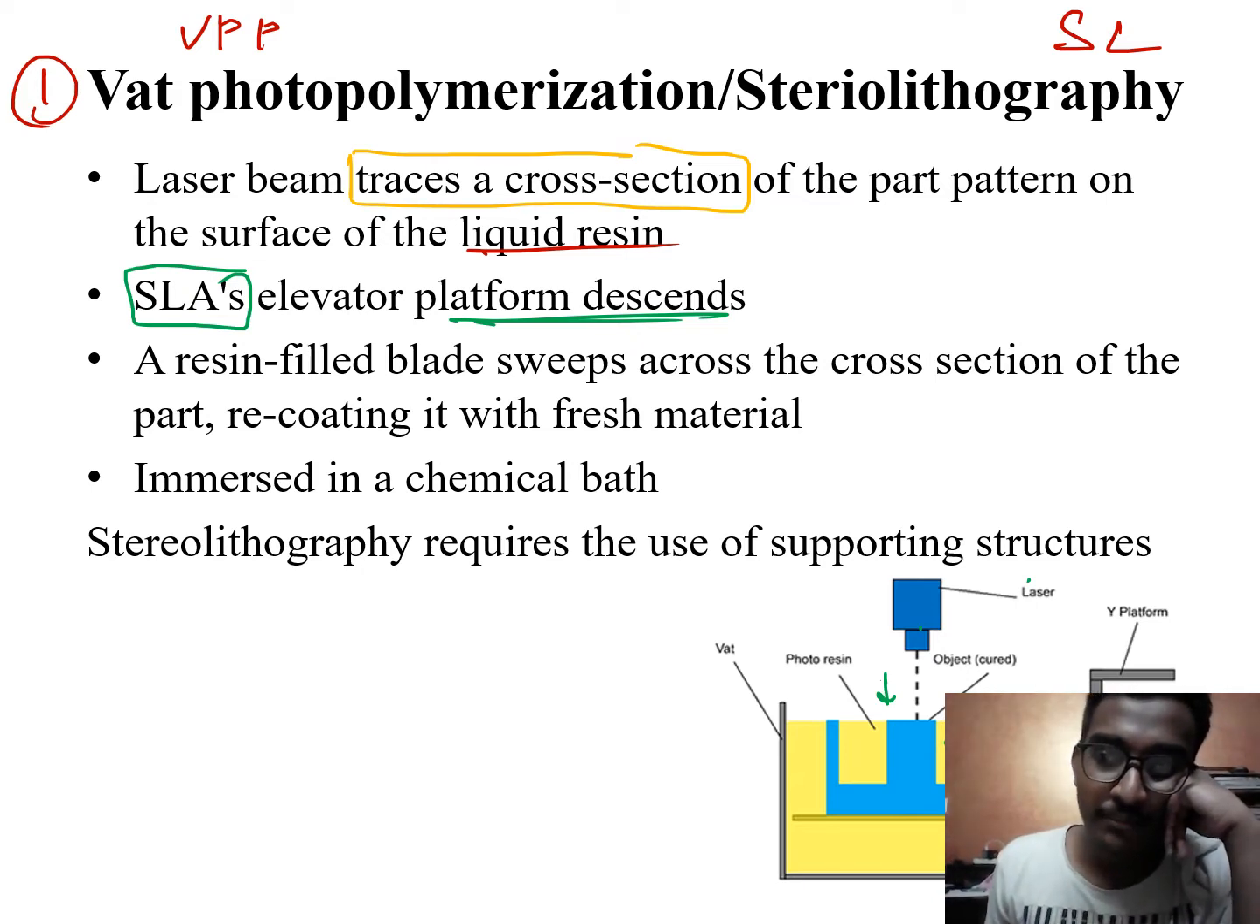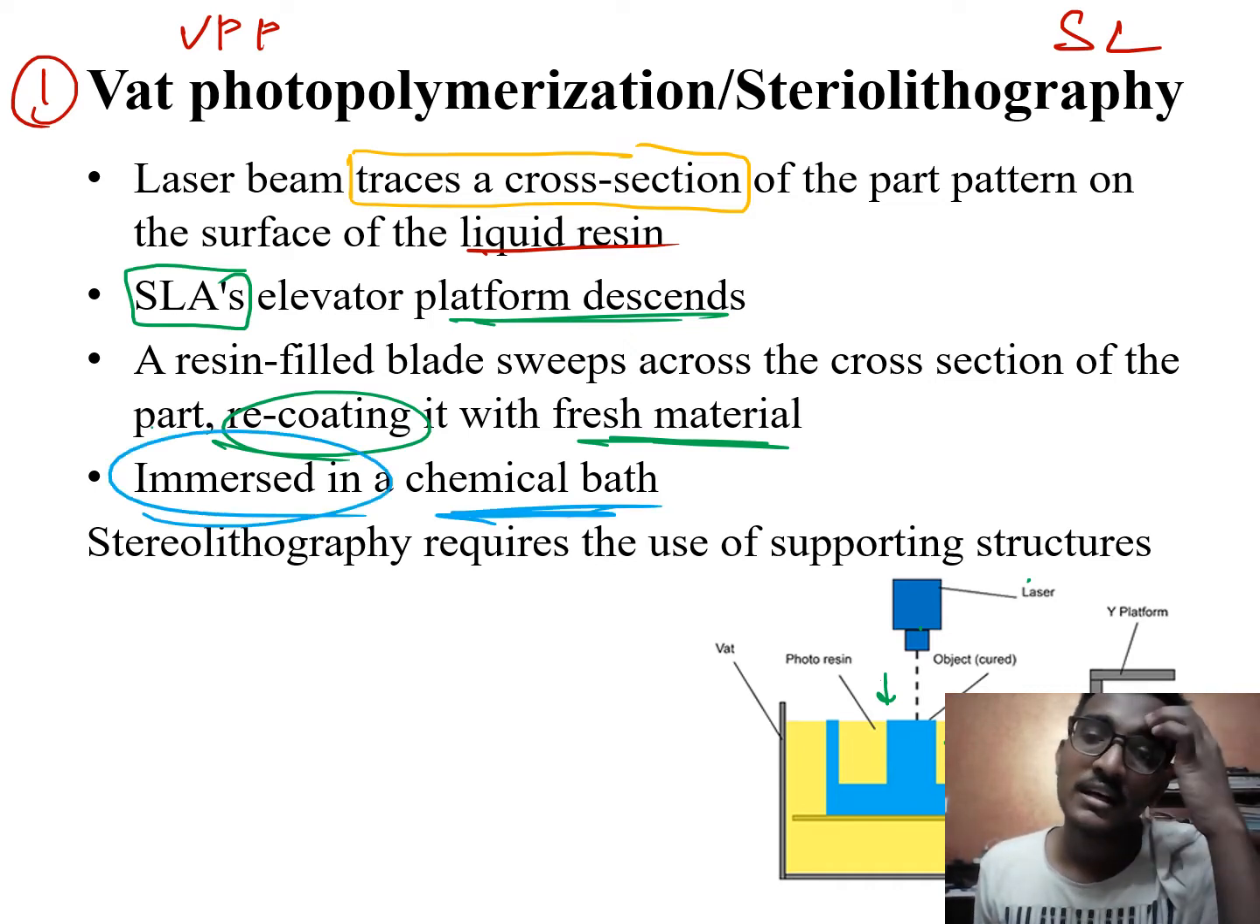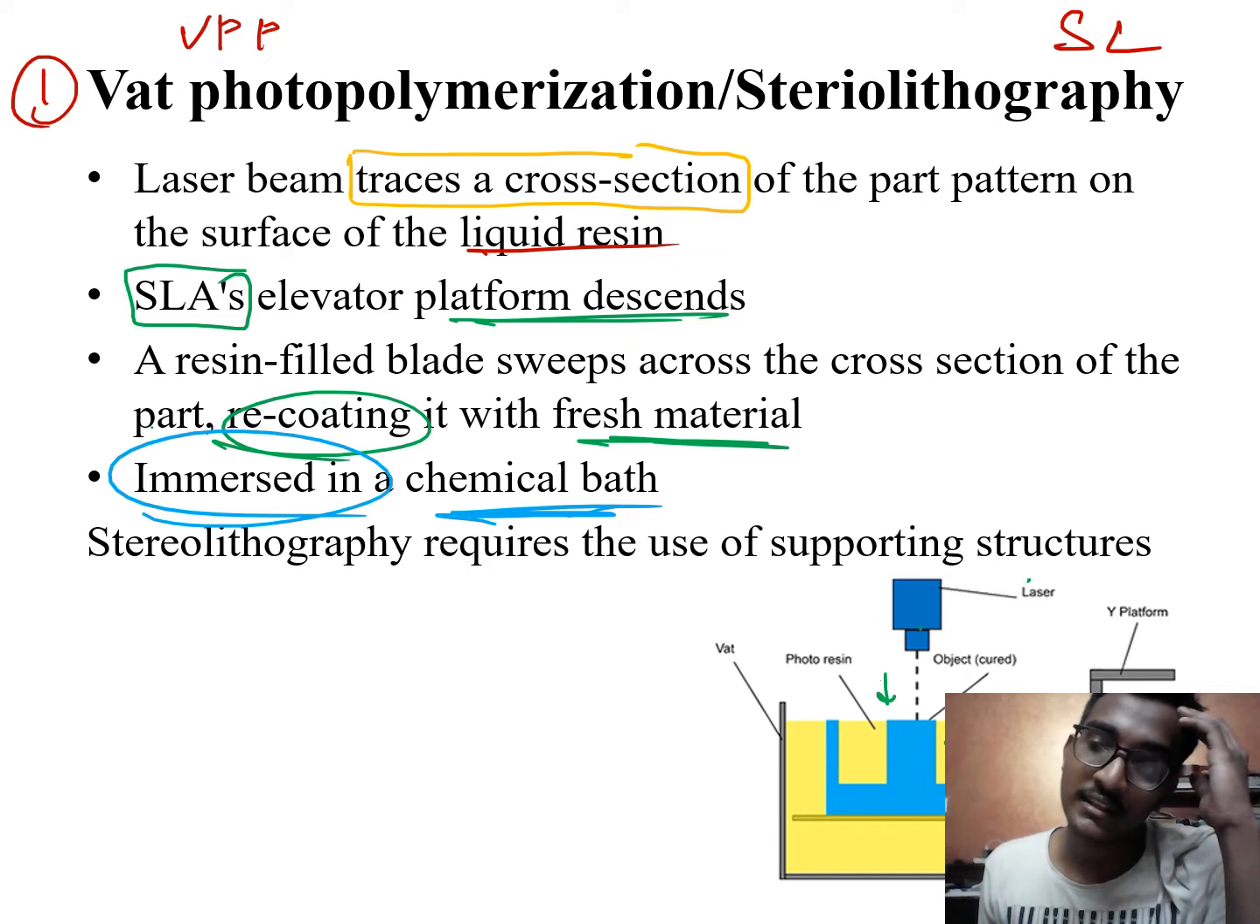A resin-filled blade sweeps across the cross section of the part, recoating it with fresh material. And also we use the fresh material, so it goes immersed inside, in a chemical bath. It requires supporting structures like this, like the platform here. That's a major thing here. So this is how VAT photopolymerization works.